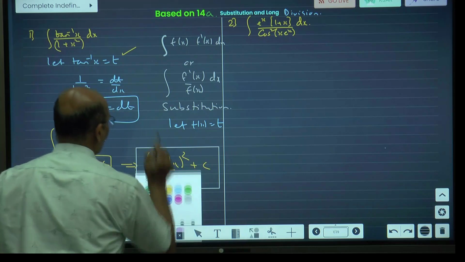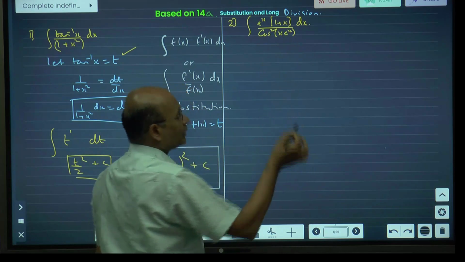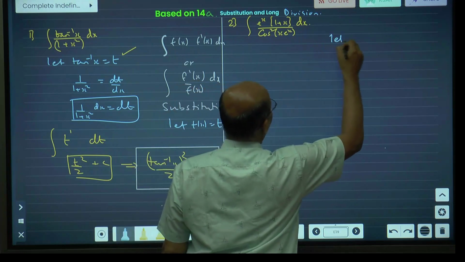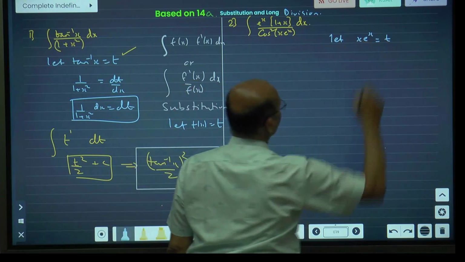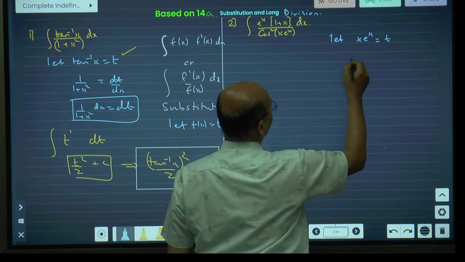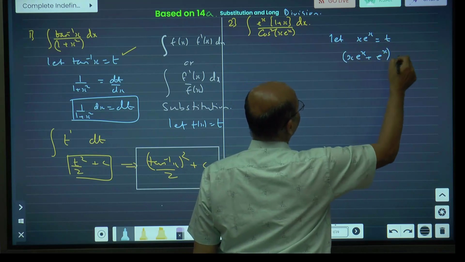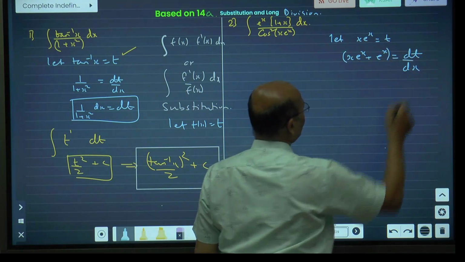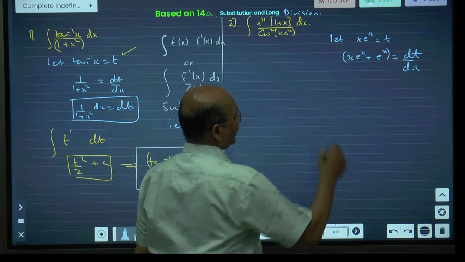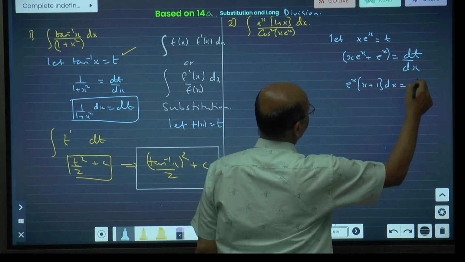So how do I go ahead with this? If you see in this complete function, this x e^x is a little bit complicated. So let x e^x be t. I am going to use the derivative by uv method now: u derivative of v plus v derivative of u is equal to dt by dx. As we go on, I will be skipping this step of writing dt by dx. I will directly take the dx over here. So in short, if I take e^x common, this is (x plus 1) e^x dx is equal to dt.